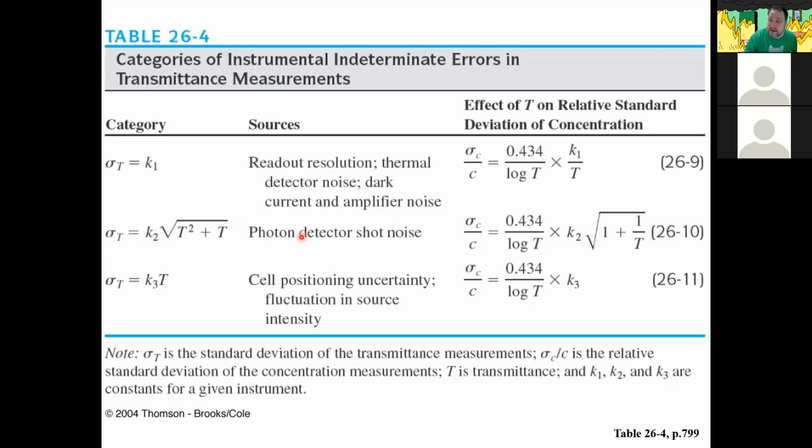If you've ever turned to an empty radio station and you hear some crackling going on, that's because you've got radiation out there in the universe that you're picking up on. It's kind of random. It's always there. So that's this kind of shot noise that's happening. You can have cell positioning uncertainty or fluctuation in the source. That's a little more instrumental. So you've got three basic sources of noise. These are kind of random. This one is random but constant. These ones are a little bit random and they could be constant, they may not be.